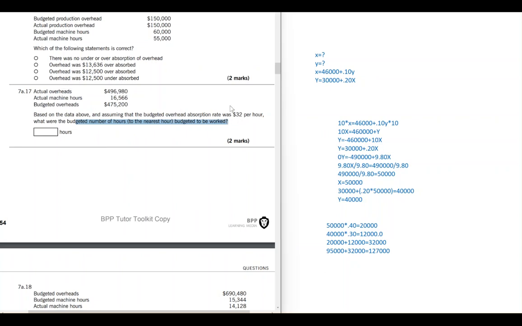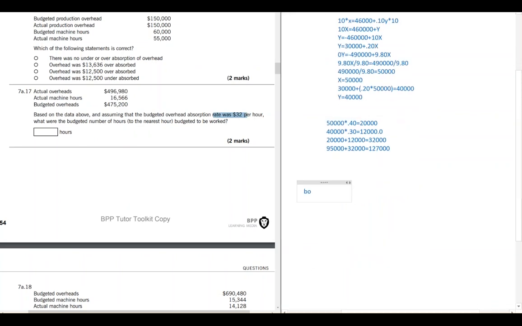Okay. And overhead absorption rate is 32. Remember, if we take budgeted overheads divided by budgeted activity, we have OAR. Then we can take budgeted overheads divided by OAR, it will give us budgeted activity. So budgeted overheads is 475,200 divided by OAR, which is 32, gives us 14,840 budgeted hours. Or if you want to prove it, take budgeted overheads divided by budgeted hours, should give you 32 OAR.